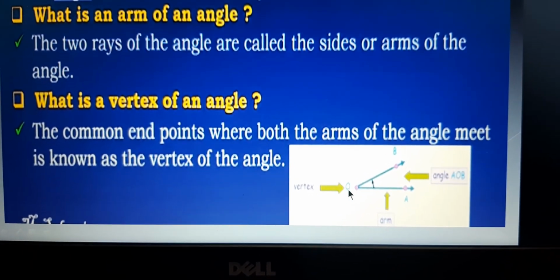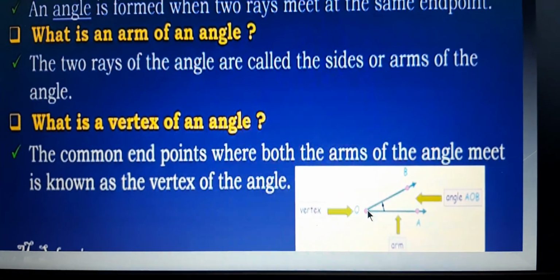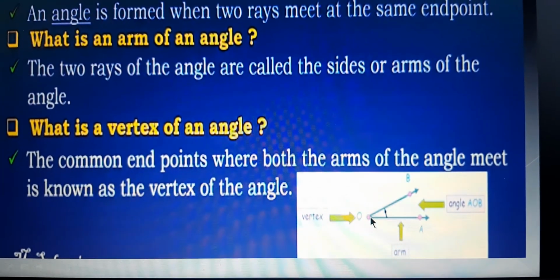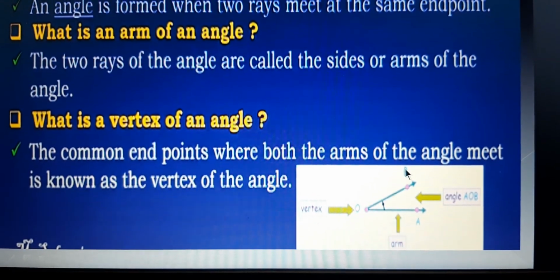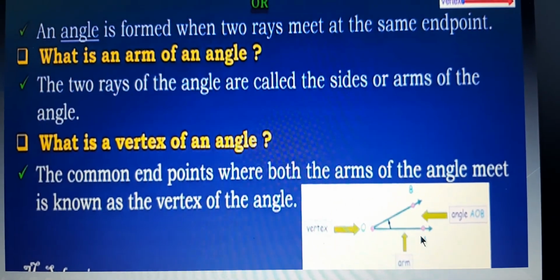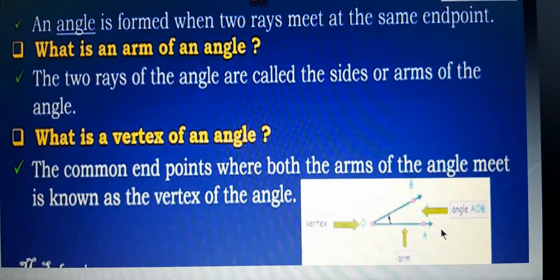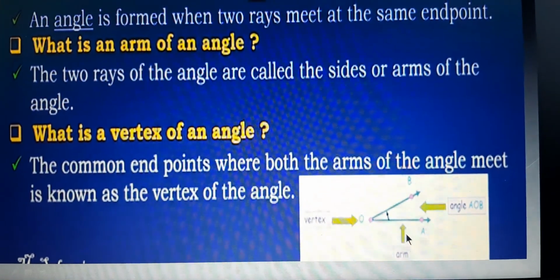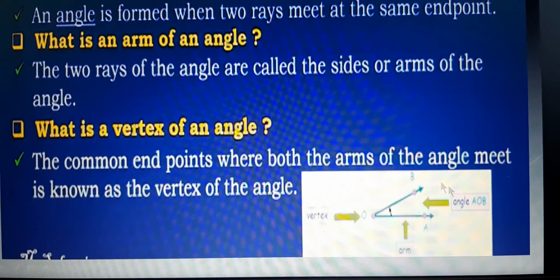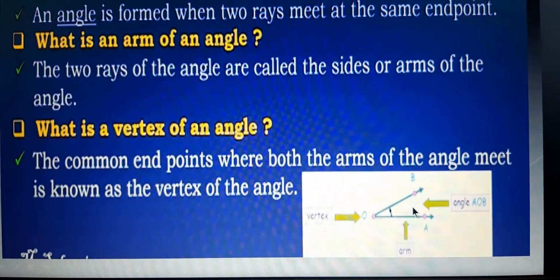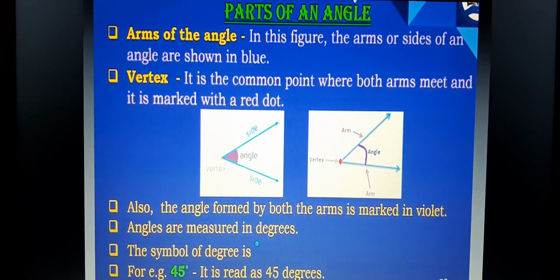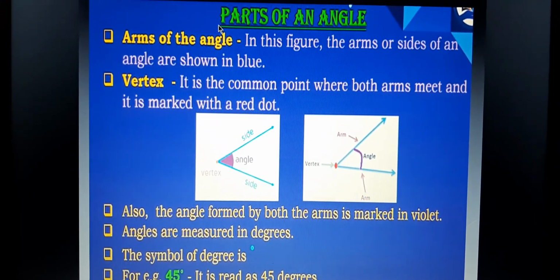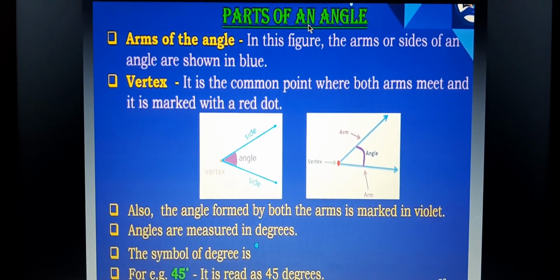And here you can see it is named. How to name that angle? The point where the two arms join is O, this arm's point will be B, and this will be A. So AOB is an angle. Okay, angle AOB. These are the arms. In this way it can be drawn and shown here. Okay, we'll see next.